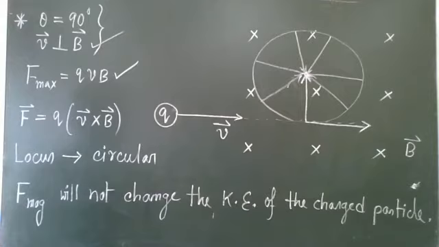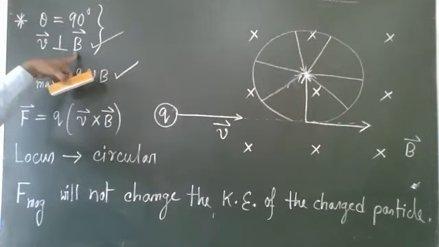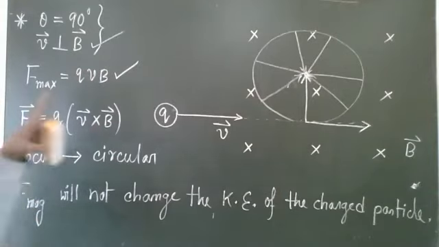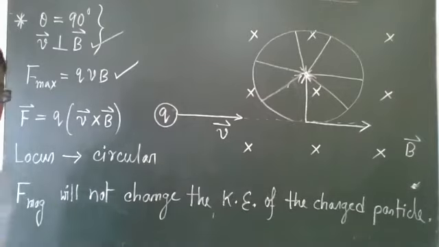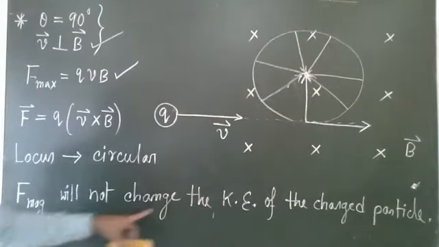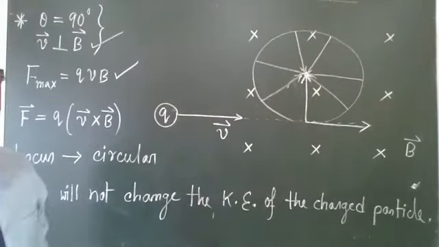Is it correct? In this case, when V is perpendicular to B, the magnetic force will be perpendicular to velocity. So this force will not change the magnitude of velocity. So this force will not change the kinetic energy of the charged particle.